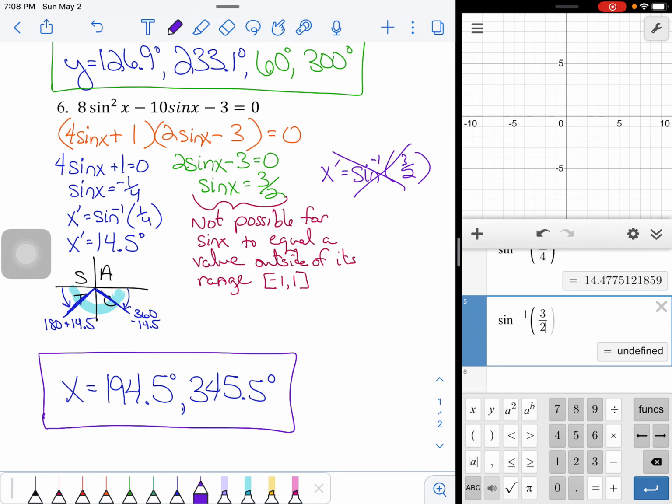So if one of your terms is outside of the range for either sine or cosine, that's all right. As long as you've done your factoring correctly, you're good to go. All right. So that's the end of this particular video. Let me know if you have any questions or concerns on solving these problems using degrees.